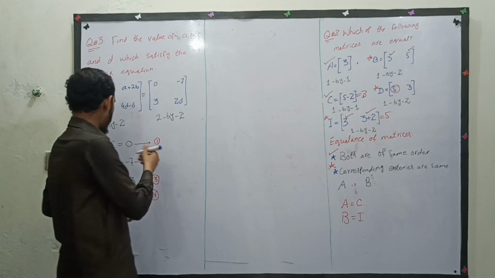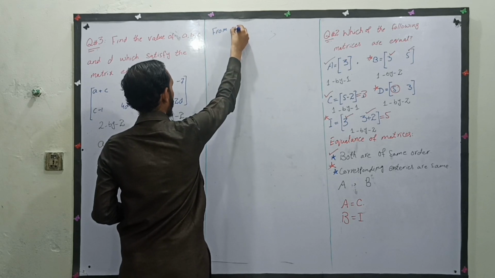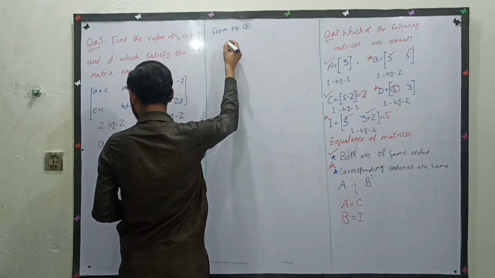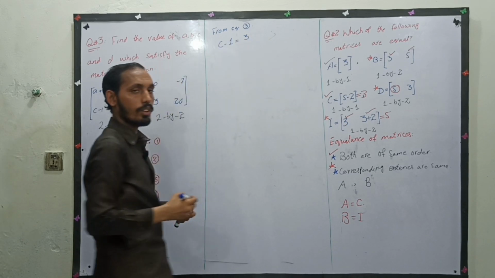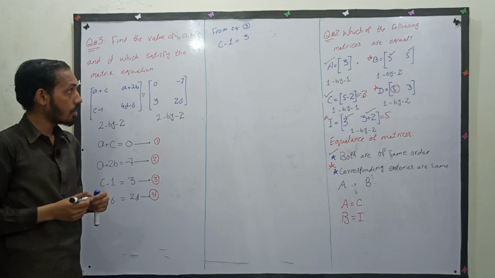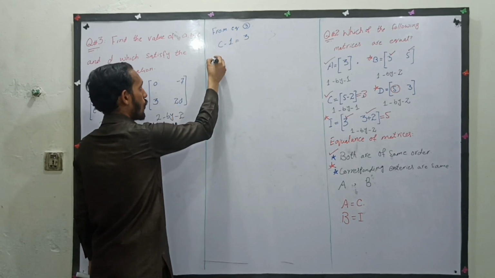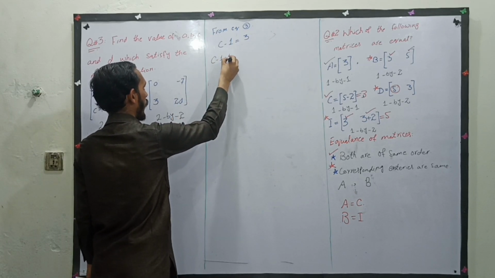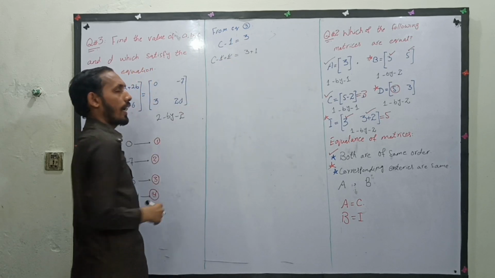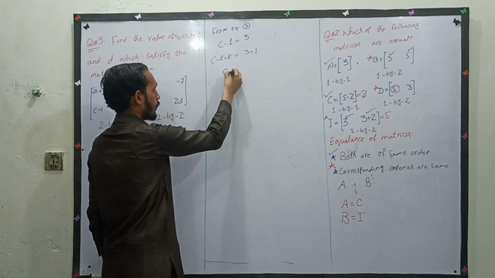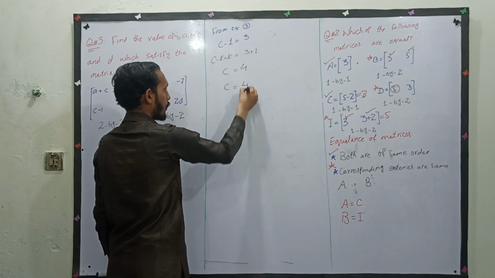First of all, we take equation 3. The equation 3 is C minus 1 is equal to 3. For finding the value of C, we should move 1 to the right side of the equation or minimize it. We can minimize it by adding 1 both sides. This positive 1 will be cancelled by negative 1. So C will be equal to 3 plus 1 which is 4. So we have the first value, C is equal to 4.